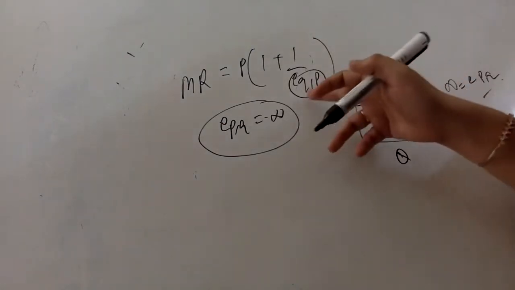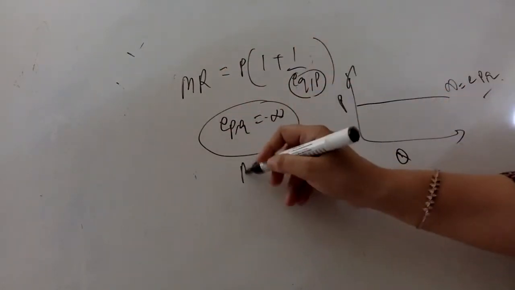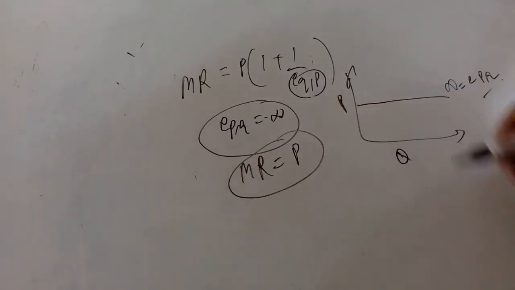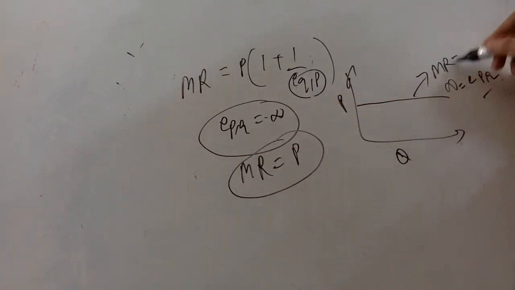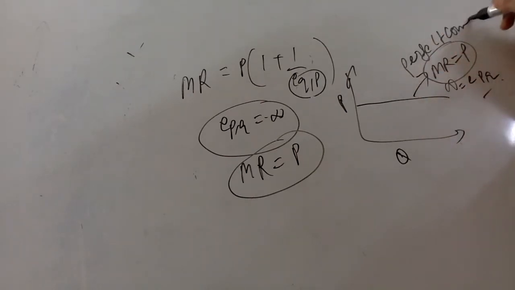right? So if I put a value of minus infinity here, MR will approach the price. MR is exactly equal to price, and that's the case in perfect competition. You must have studied the perfect competition situation in which MR equals the price. So this is how we are deriving the same result that you would have studied earlier.